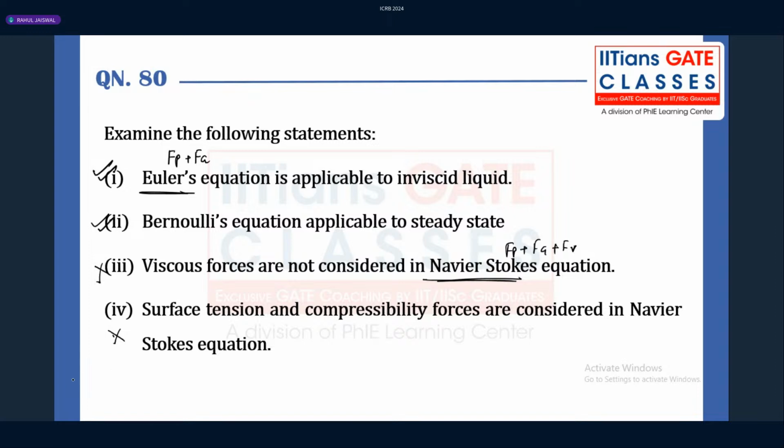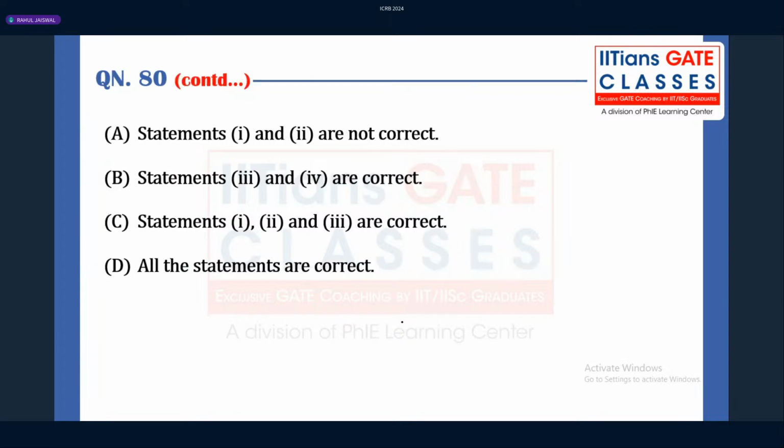So again, by looking at this, the first and second statements are correct. But if you go through the options, none of the options are matching, right? None of the options are matching.